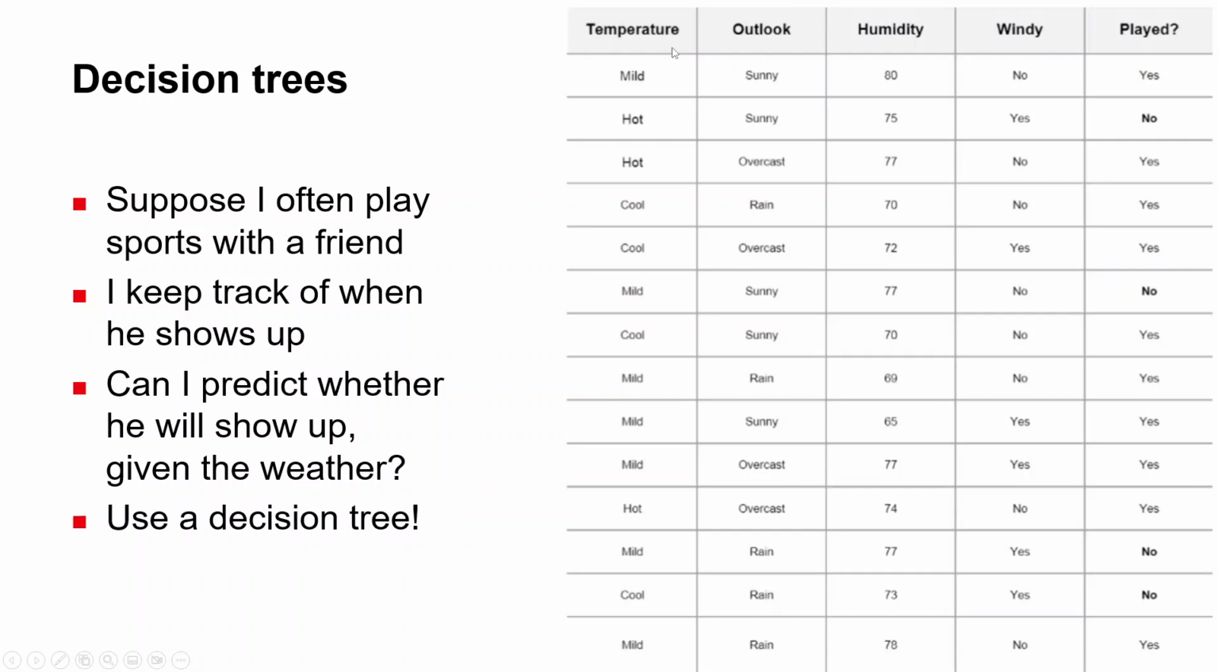So let's say we have some features of the weather. We've got temperature, outlook, humidity and windy. This is basically our X. So this is our data. And we've got a label, play. This is our Y. So when it was mild, sunny, humidity was 80, there was no wind, yes, we did play. And when it was hot, with a little bit lower humidity, and it was windy, we didn't play. So can we use this data to predict the behavior of my friend?